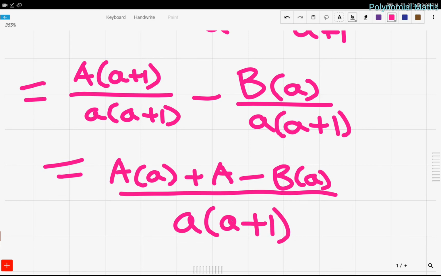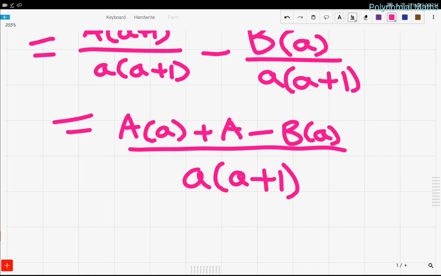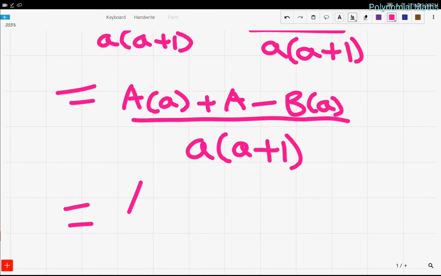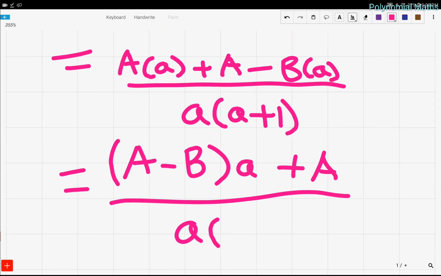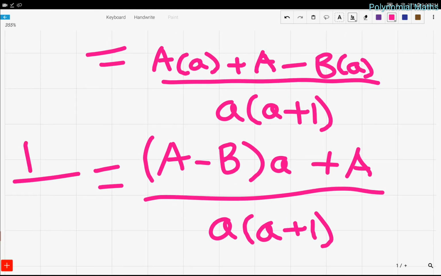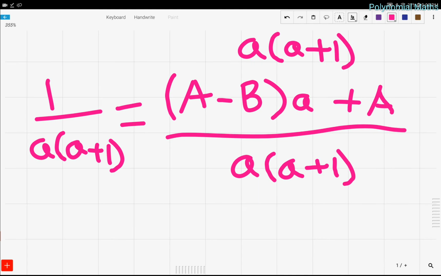So right here we see that we can factor our A minus B out, so we get this equals A minus B times a plus A over a times a plus 1. And this is all equal to 1 over a times a plus 1. So we have to find some values A and B such that this is true, and we find that we can just assume that A equals B. So how do we assume that A equals B? Well, nothing tells us that we can't assume that A equals B.